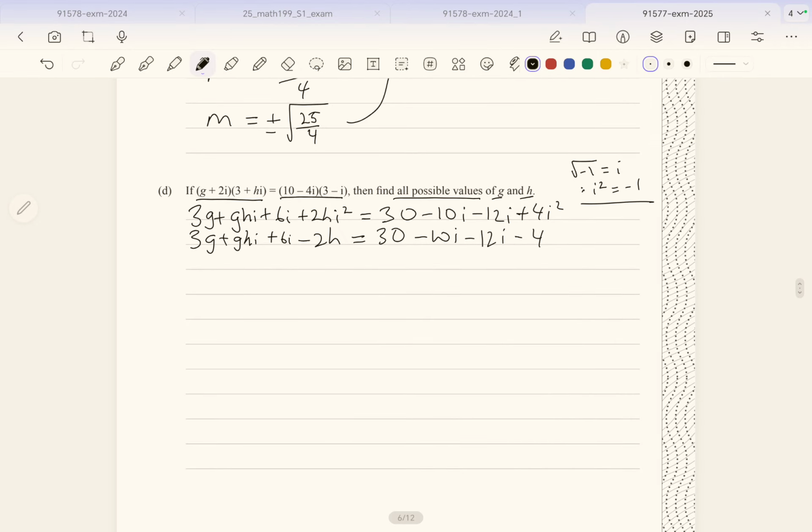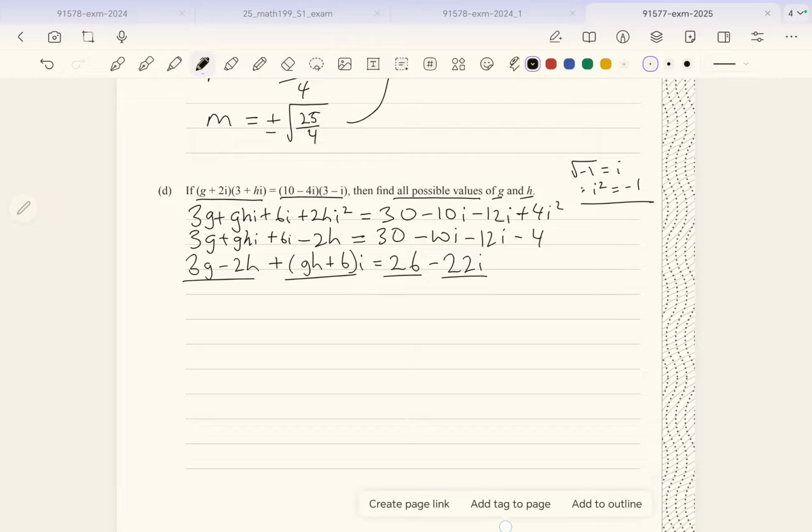And if we group it by the real parts, we get 3g - 2h + (gh + 6)i = 26 - 22i. Now what we have to do is equate the real part on each side and the imaginary part on each side. So this gives us two equations: 3g - 2h = 26, and gh + 6 = -22.